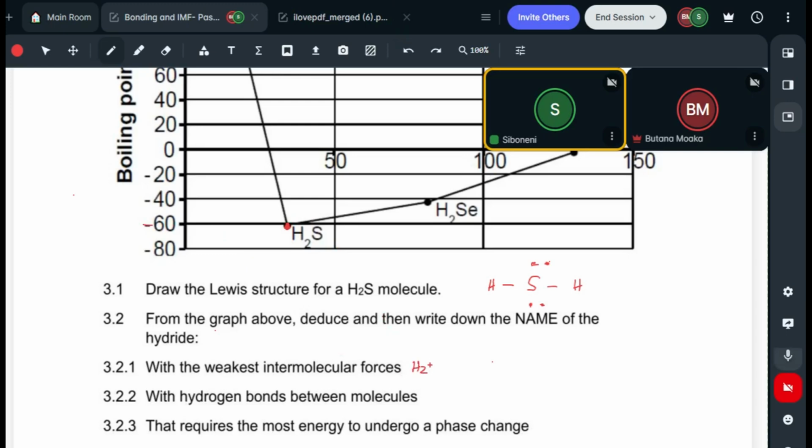You see how I trust you? I'm already writing the H2S here. And that was not even the complete question.